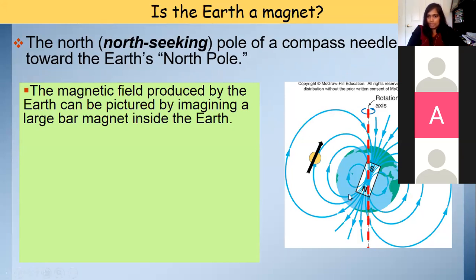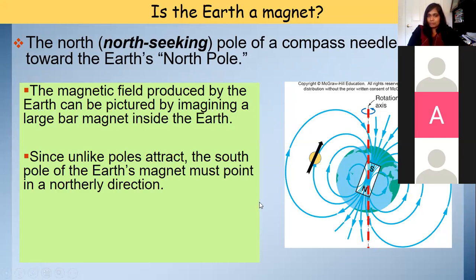So there's a big magnet inside the Earth, embedded in there. That's what we can base our model on. Then, like in electricity, where like charges repel and unlike charges attract, likewise in magnets, unlike poles attract. So it's very similar to electrical charges.